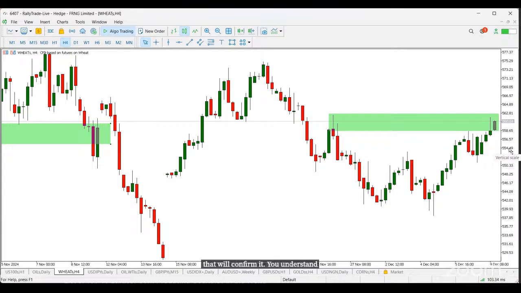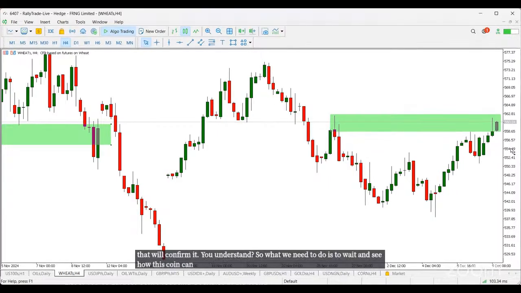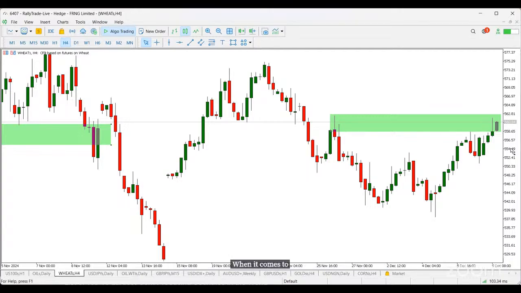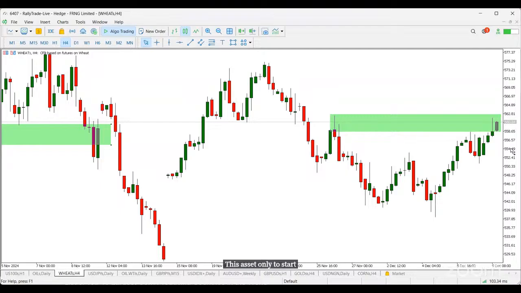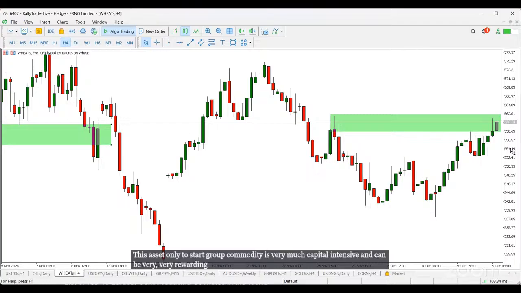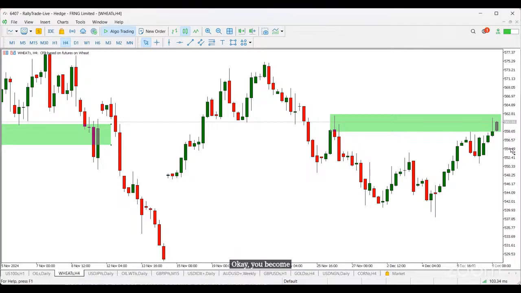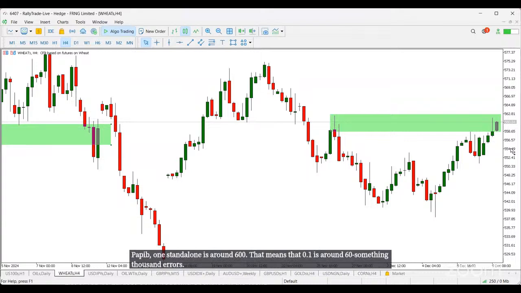So what we need to do is to wait and see how this current candle closes. Remember, when it comes to trading wheat, I am not talking to those persons who have 100,000 or 500,000 in their account. This asset, as an agro-commodity, is very capital intensive and can be very, very rewarding if you have good funds, because you can achieve a lot. For wheat, for example, a standard lot is around 620,000 naira per pip. That means that 0.1 is around 60-something thousand naira. You understand?